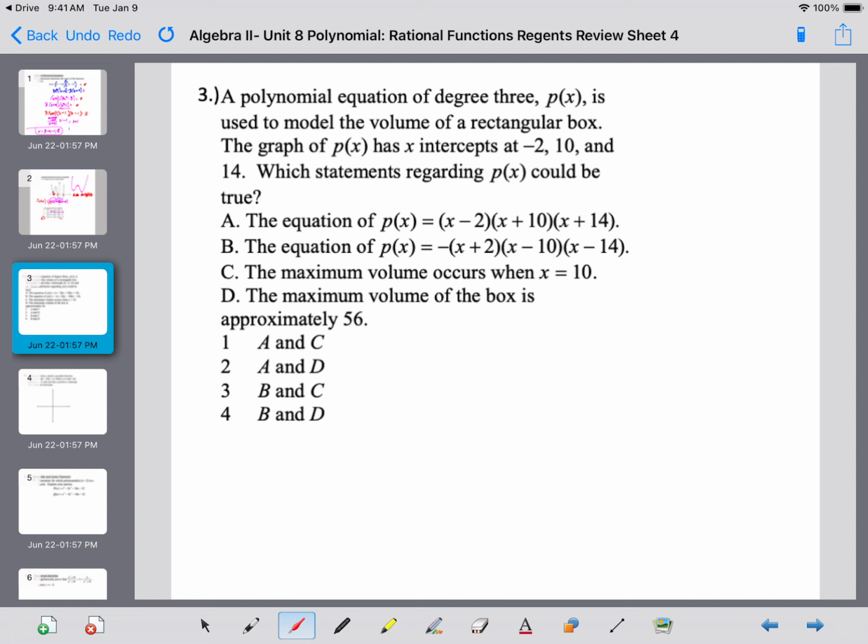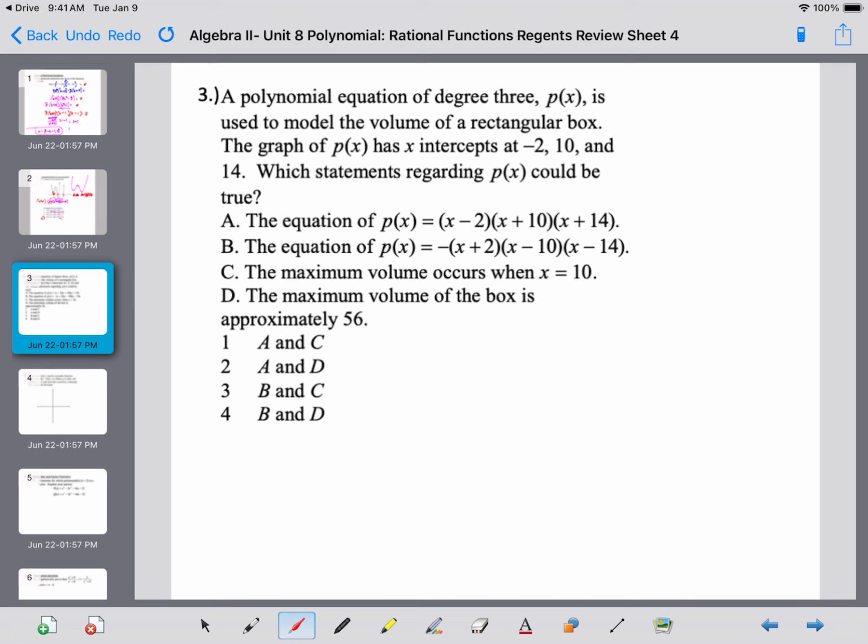Okay. A polynomial equation of degree 3, P of x, is used to model the volume of a rectangular box. The graph of P of x has x-intercepts at -2, 10, and 14. Which statements regarding P of x could be true?